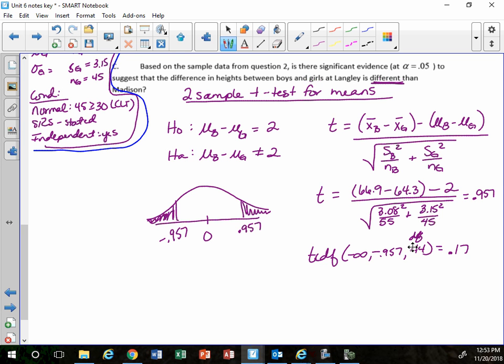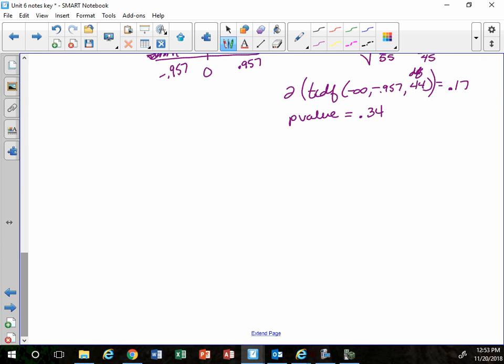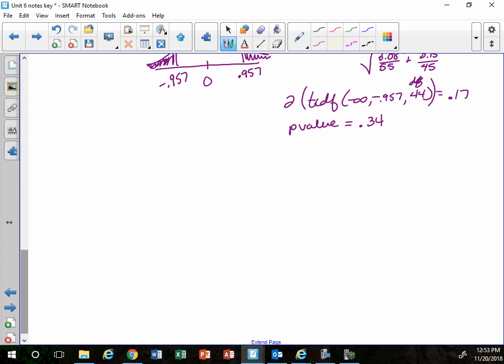Is that my entire p-value? Does that take into account both ends here? It only takes into account one, so what do I have to do with that value? Yeah, so we're really doing 2 times this. So my p-value is actually, we'll say roughly 0.34. And it's not a P, it's a T. Sorry.